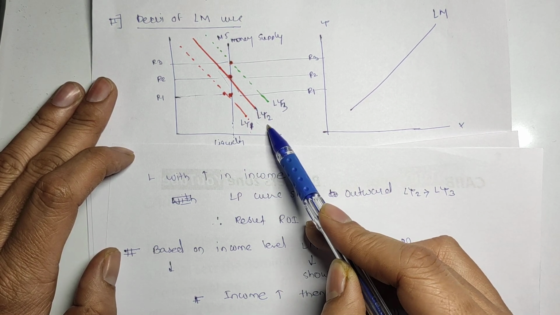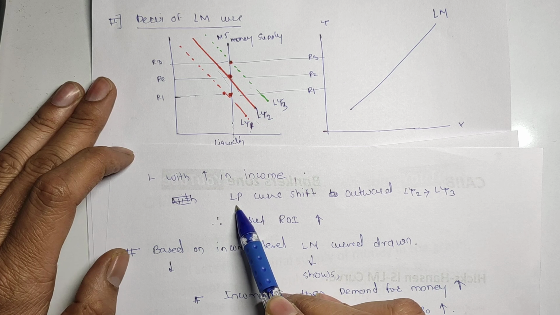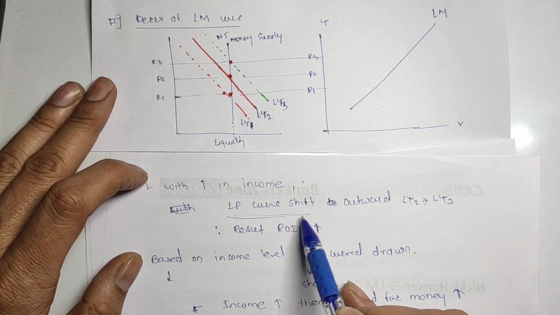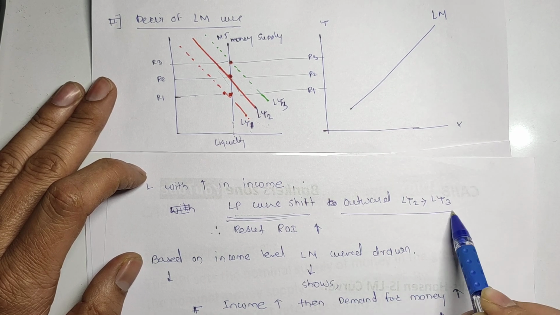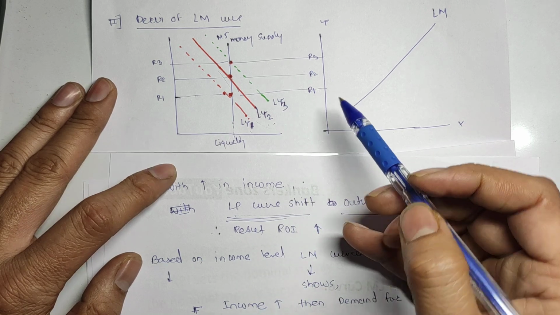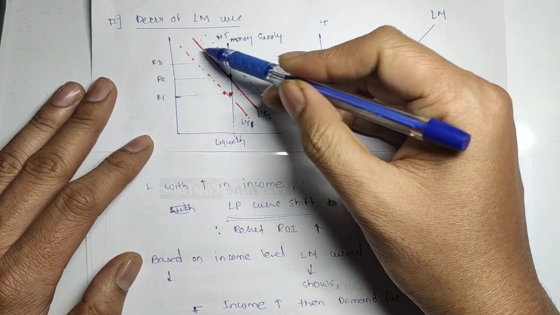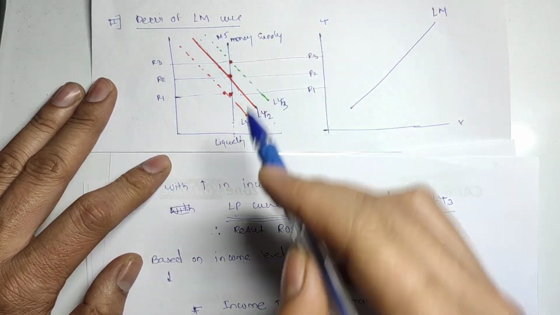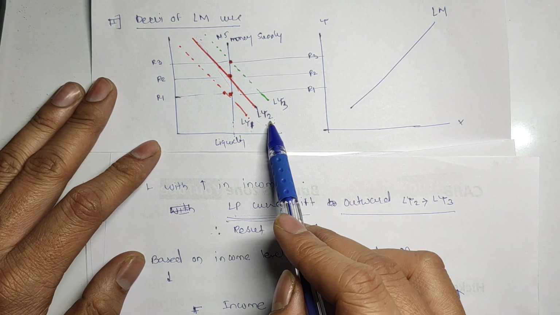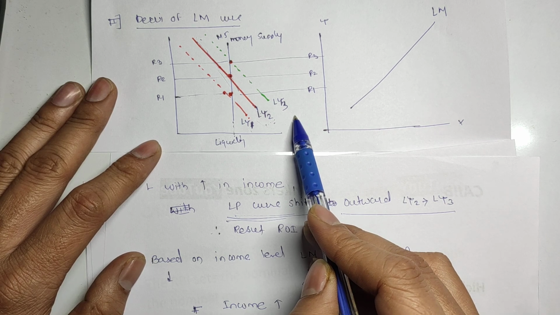Okay, see friends, with increase in income, when we increase the income, that is from L1Y1 to L2Y2, that is LP, that is nothing but the liquidity preference, will shift outward. That means from L2Y2 to L3Y3. See, our central line, that is the continuous red line, is fixed, right? When you increase the income, it will shift to the right.